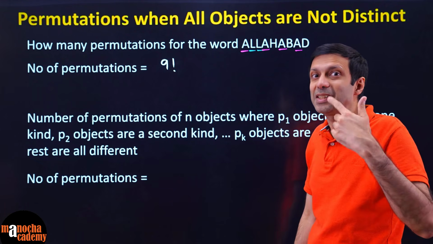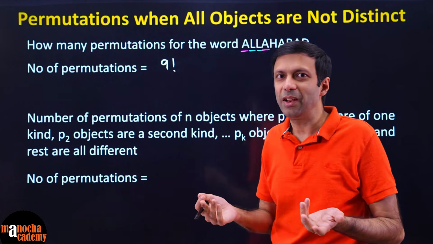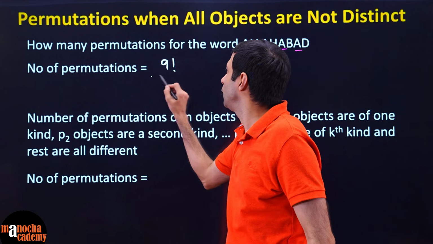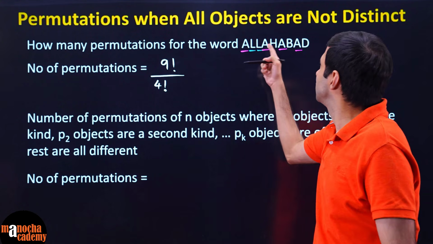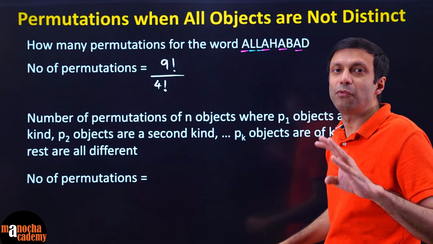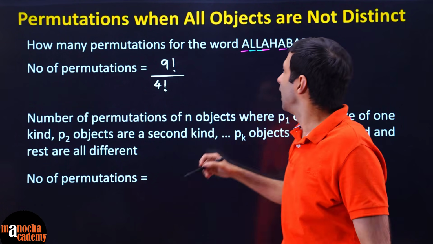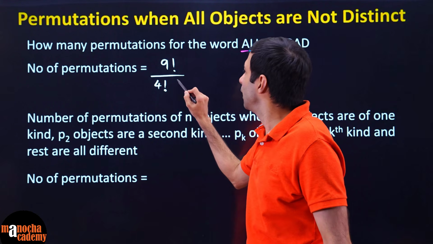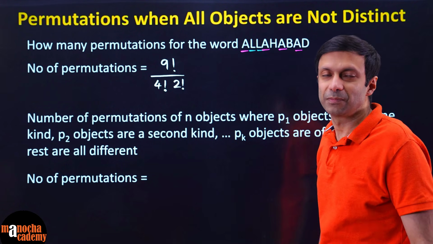So if you consider them as A1, A2, A3, A4, how many extra permutations are you counting? 4 factorial of them, right? There are 4 A's. So I need to divide by 4 factorial, because these A's will have 4 factorial combinations of them, which you have considered extra. And once again, there are 2 L's. So they will have 2 factorial extra permutations over there, right?